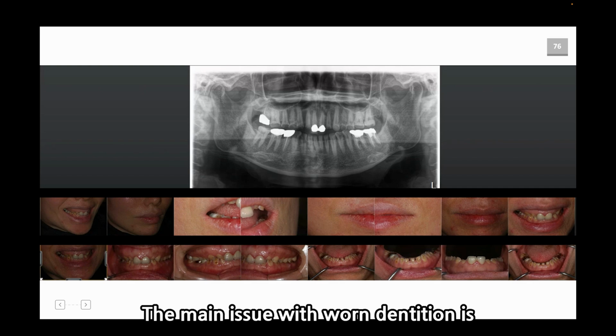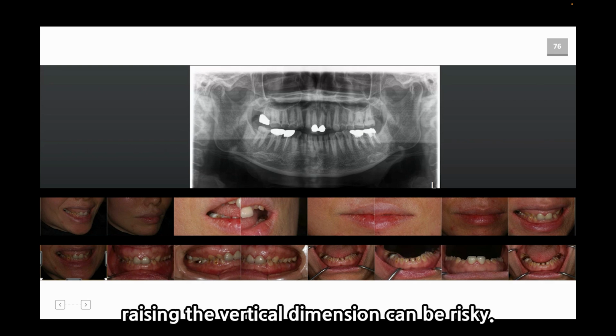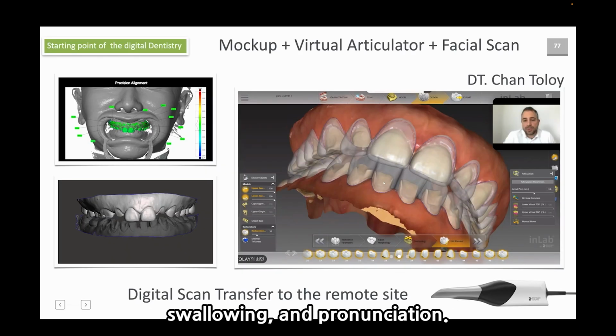The main issue with worn dentition is the problem of vertical dimension. Since the eruption compensates for the amount of wear, raising vertical dimension can be risky. The best plan must be made by combining information from the face, swallowing, and pronunciation.